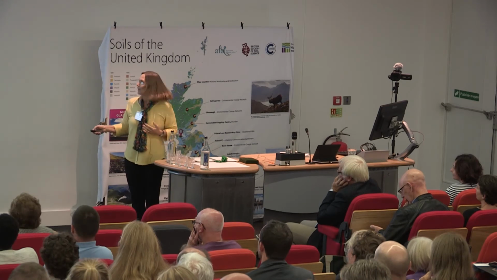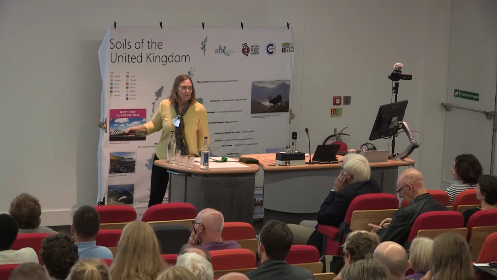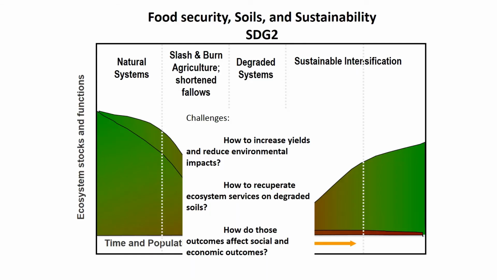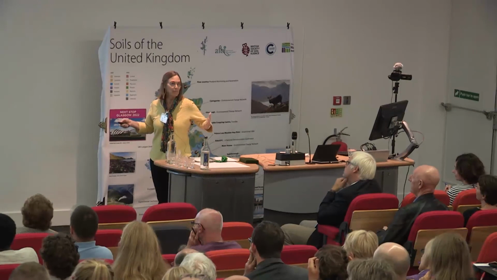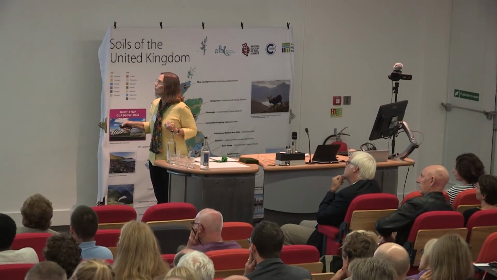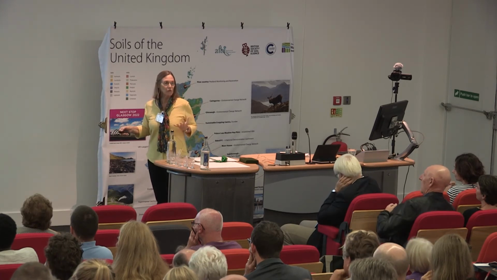So anyway, this is that second part of SDG 2. It's the sustainability part. It's to maintain healthy ecosystems. And so the challenge to us is, as we hit this low spot and want to increase yields and increase ecosystem services, how do you increase yields and reduce environmental impacts, or even make your environment better in the case of China? How do you recuperate ecosystem services on those degraded soils?